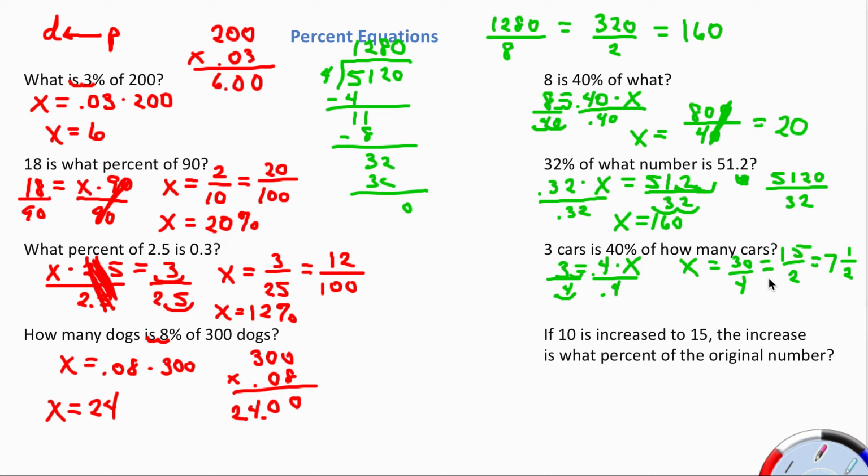Now notice on this one, I'm left with a fraction, but it wants to know how many cars. You can't have a half a car, right? So you've got approximately 8. 3 cars is 40% of about 8 cars.